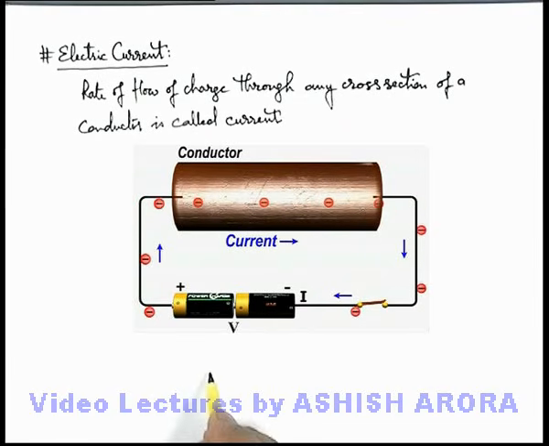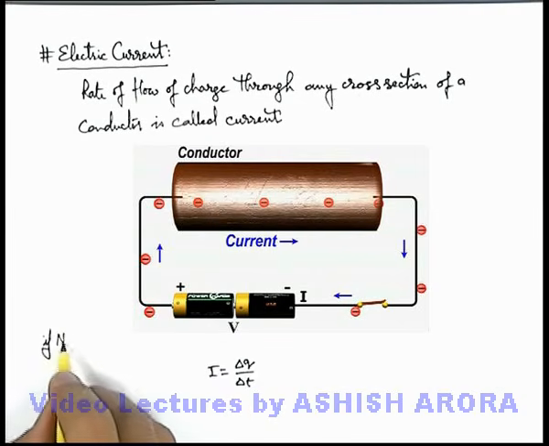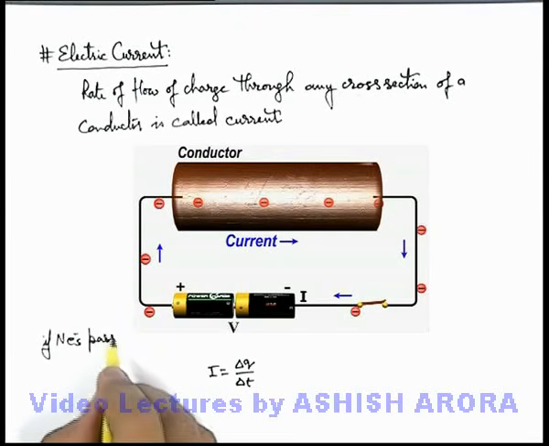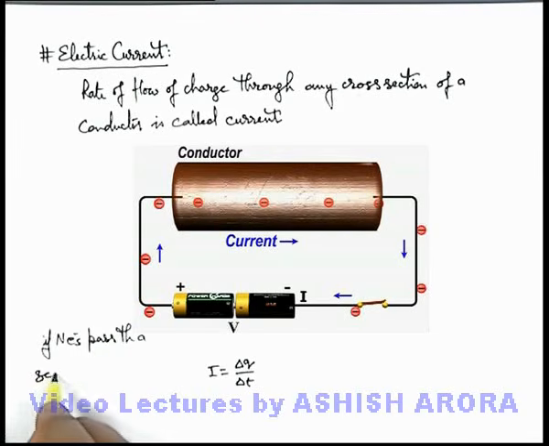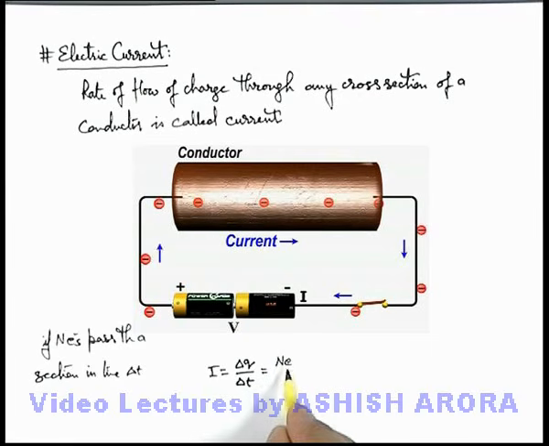Now, if we just talk about the magnitude of current, this can be written as the rate of flow of charge, delta Q by delta T, if delta Q amount of charge flows through any cross section in a time delta T. Say if n electrons pass through a section in time delta T, then the charge flowing can be written as nE, where E is the charge of an electron and n is the total number of electrons which passed through a given section. Then I can be written as nE by delta T.